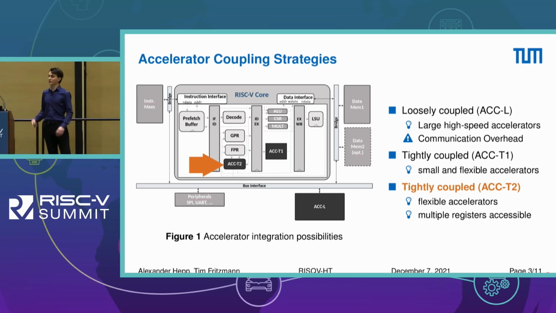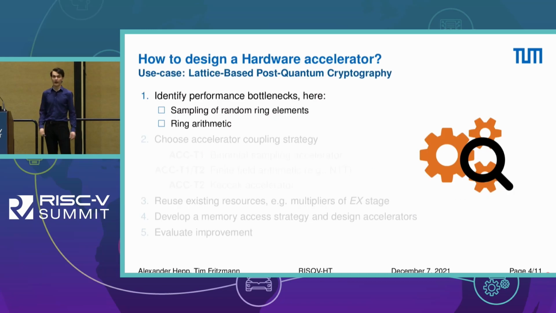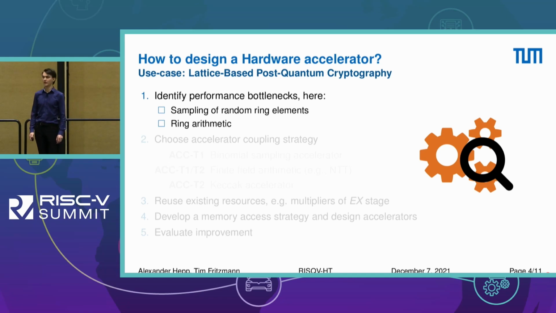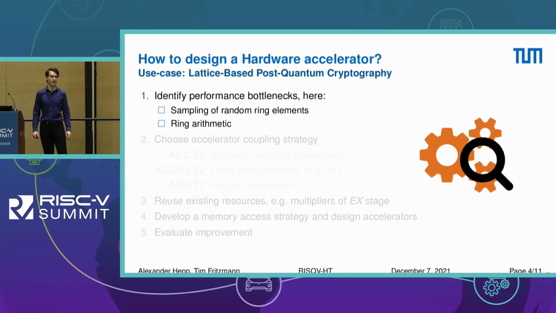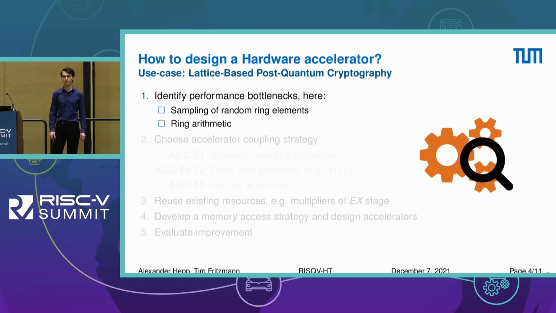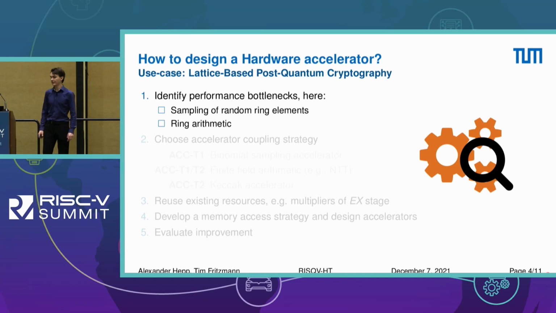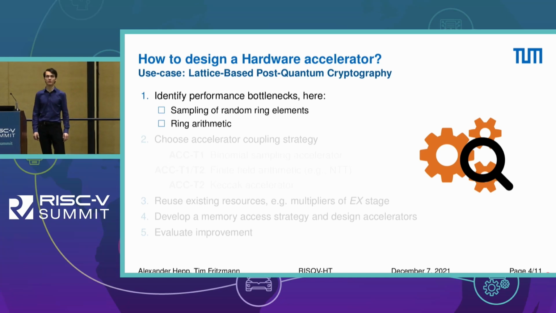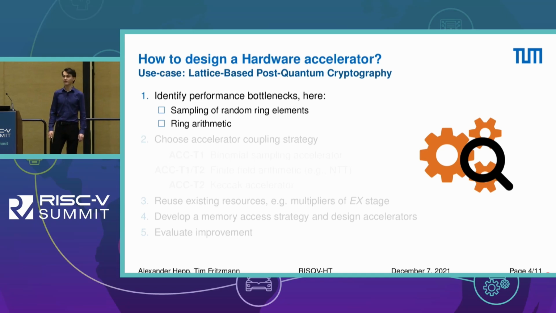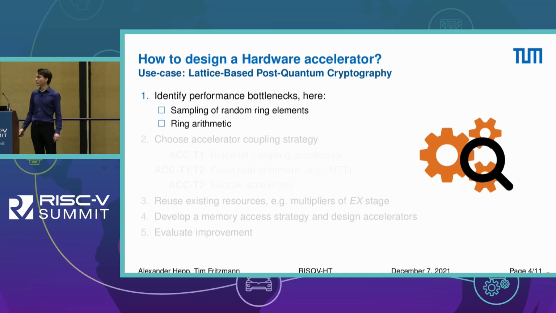So after you have decided your accelerator coupling strategy, you of course have to give the design a go. So how to design a good accelerator for a lightweight and hopefully flexible situation. You would start by identifying the performance bottlenecks. In our case, we identified that Keccak calculations, matrix calculations, and sampling of the random ring elements are a performance bottleneck in our design. And we looked into how to solve this.